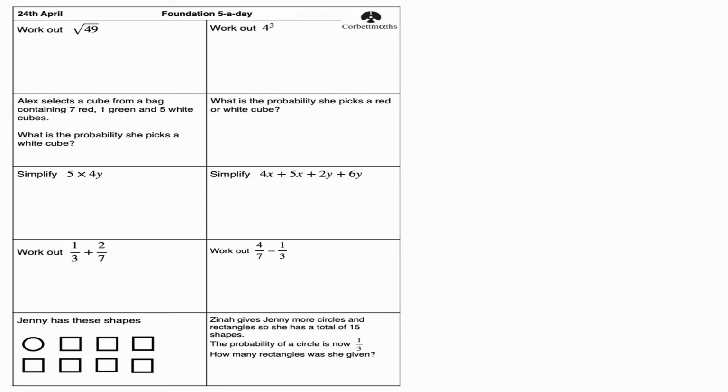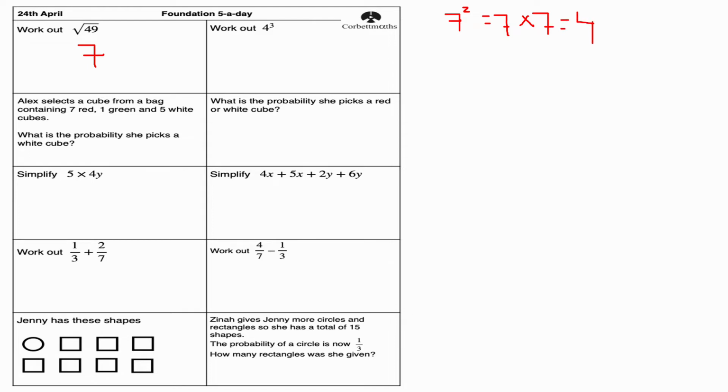Okay, we're going to start with the first question. Work out the square root of 49. Well, the square root of 49 is 7, because 7 squared, or 7 times 7, or 7 to the power of 2, is 49. So this requires knowledge of your square numbers.